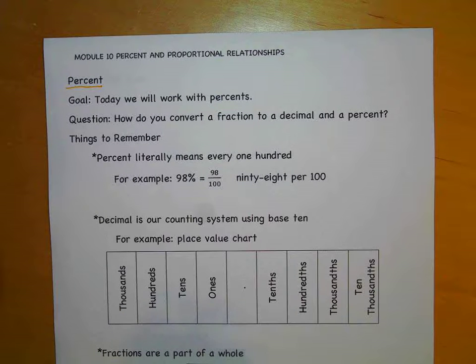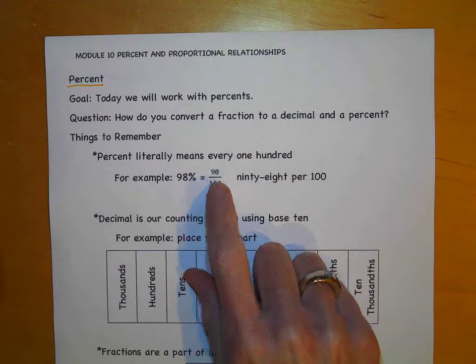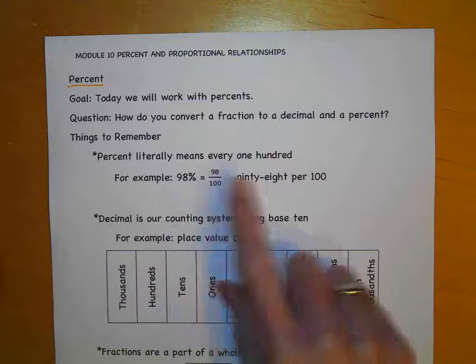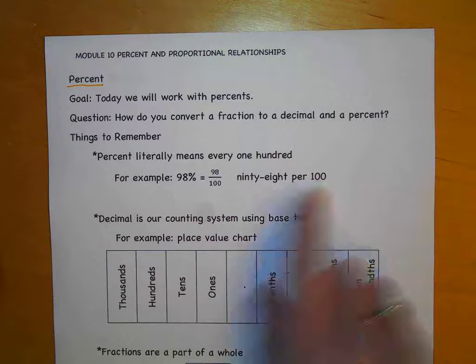The question: how do you convert a fraction to a decimal and to a percent? So when you start out with one type of thing, how can you convert it to something else and then convert it to something else again? Things to remember, and this is very, very important, so make sure you're paying attention to this. Percent literally means every 100. For example, when you have 98%, that means you have 98 out of 100, or 98 hundredths, 98 per 100. Okay, so that's a percent.